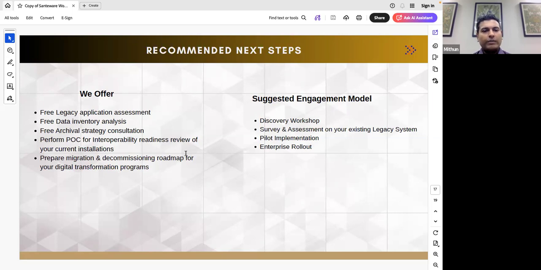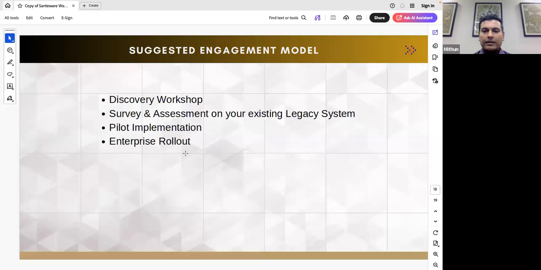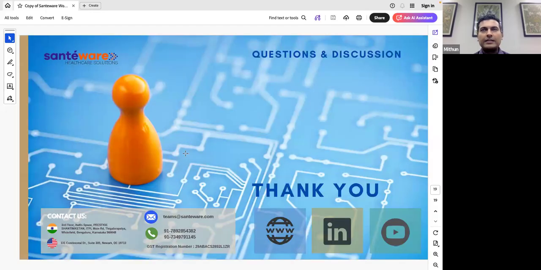And we can also help you with a migration and decommission roadmap so that you can present it to your sponsors and get the budgets approved. So we provide all these consultation services. Some of them are free of charge and some are very negligible in terms of pricing. But these are all the different engagement models that you could come to us for and we can help you with this. So having said that, I'm ready to take more questions and have this interactive session.